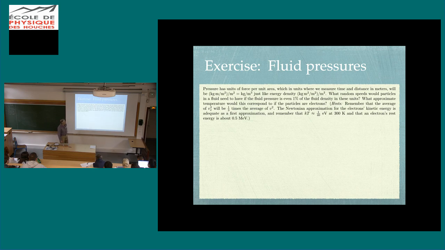And so what random speeds would particles in a fluid need to have if the fluid pressure is even 1% of the fluid density, energy density? Well, what we're talking about is that the pressure is going to be equal to the fluid density times the average squared x velocity.